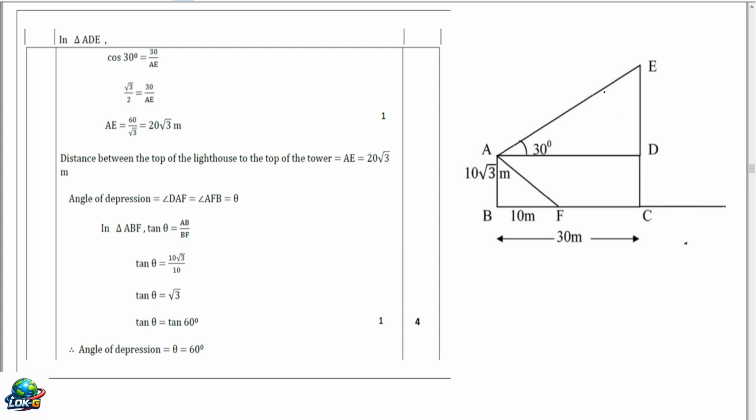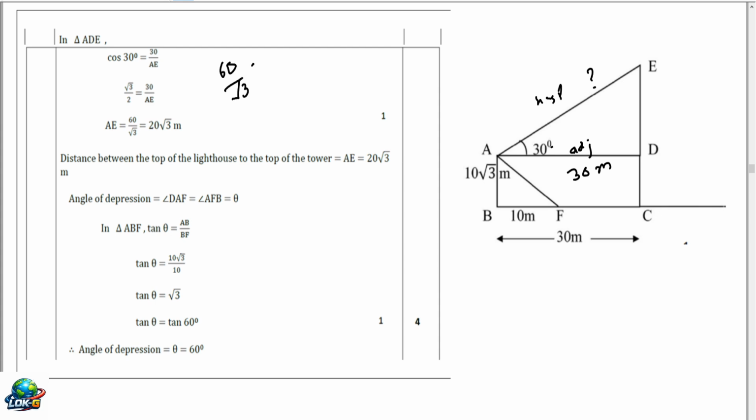You are asked to find out this AE. In triangle ADE, cos 30 is equal to adjacent over hypotenuse. This one is adjacent, this one is hypotenuse. We are interested in finding this now. Therefore, I have taken cos 30. Cos 30 is equal to adjacent, which is already 30 meters, and you don't know the hypotenuse. Cos 30 is equal to 30 upon AE. What is cos 30? Root 3 by 2, equal to 30 upon AE, right? You cross multiply, you get 2 into 30, 60 upon root 3. Observe, 60 upon root 3.